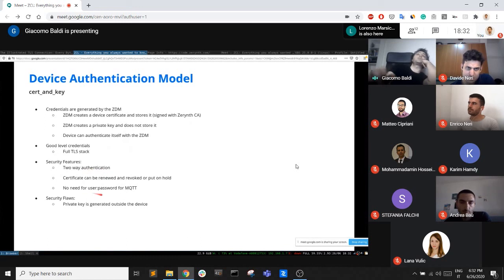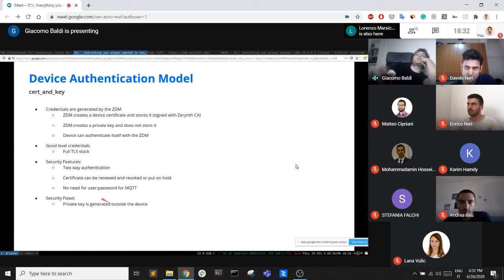And you don't need the user and password for the MQTT, because the TLS connection itself gives you the credentials. It contains enough credentials and enough proofs for our server to identify the device. I don't need a password. I don't need a token. The certificate that you have is enough to identify yourself.